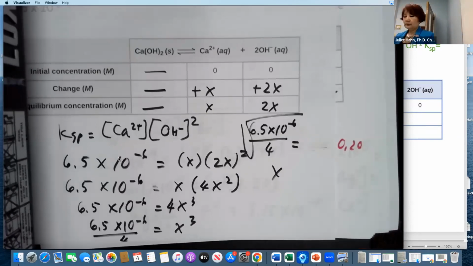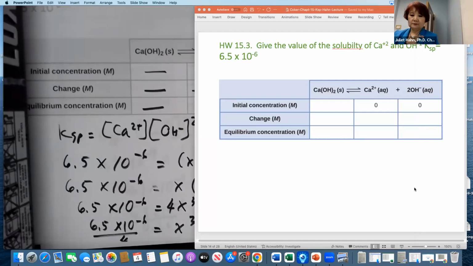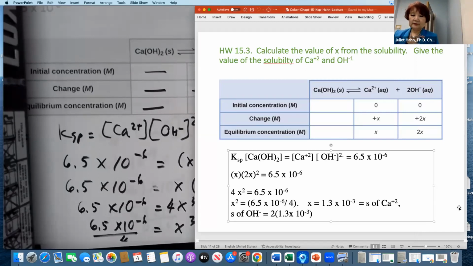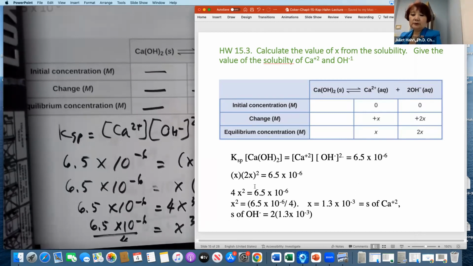Okay, there you are. And I believe I have the final number on the next slide for this problem. Oh, come on. Oh, wait. Okay, there you go. All right, so x squared is equal to the thing divided by 4, and x is equal to 1.3 times 10 to the -3. So that gives you the concentration of calcium ions.